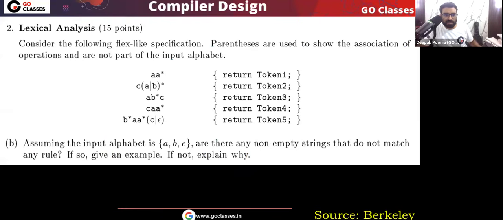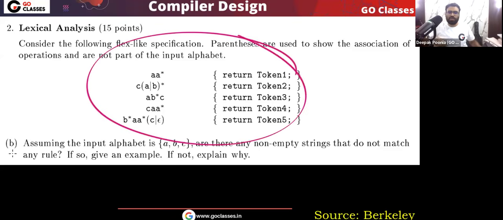Let's solve the part B of this Berkeley question. So these are the 5 tokens. These are the associated regular expressions. The question is asking in the part B, assume that the input alphabet is A, B, C. Are there any non-empty strings that do not match any rule? Is there any non-empty string which does not match any of these rules? If there is such an example, give it. So tell me, is there any string which does not match any of these rules? Let me give you a hint.